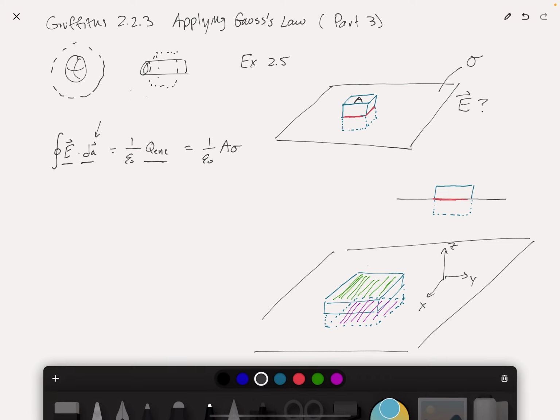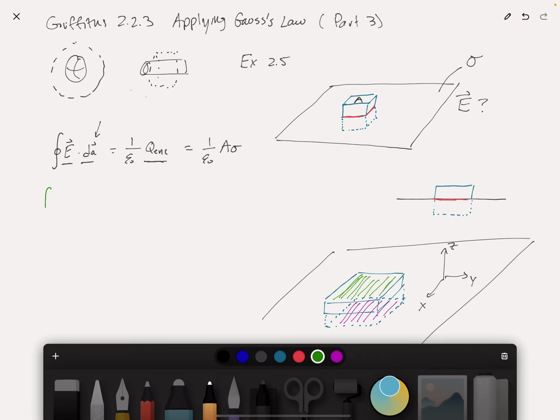So what I need to do then is calculate the integral over my green surface and add that to the integral over my purple surface. And then, what I said with words is that you have all these other surfaces, all the other sides, but that contribution is equal to zero. And all of that equals 1 over epsilon naught times A sigma in this case.